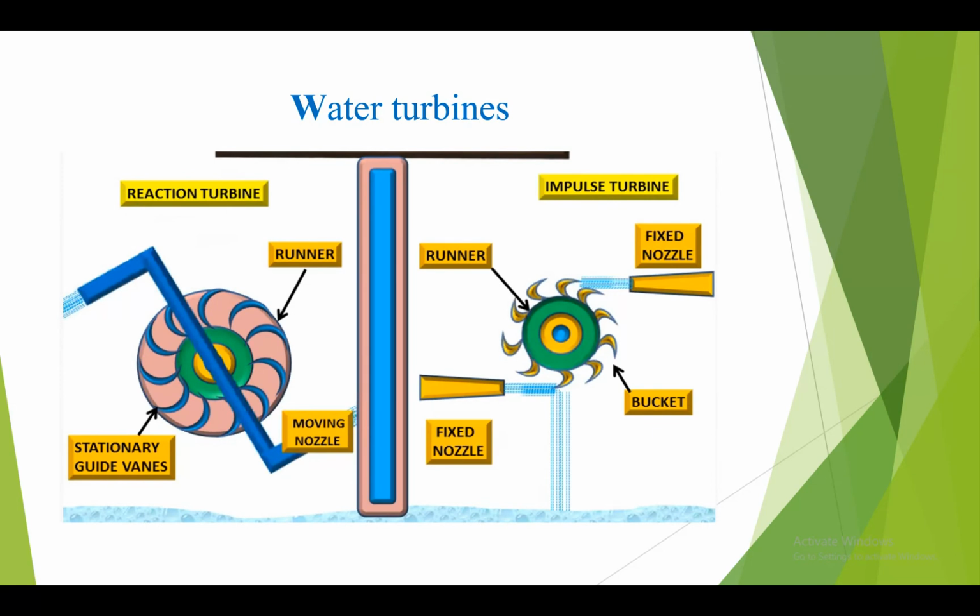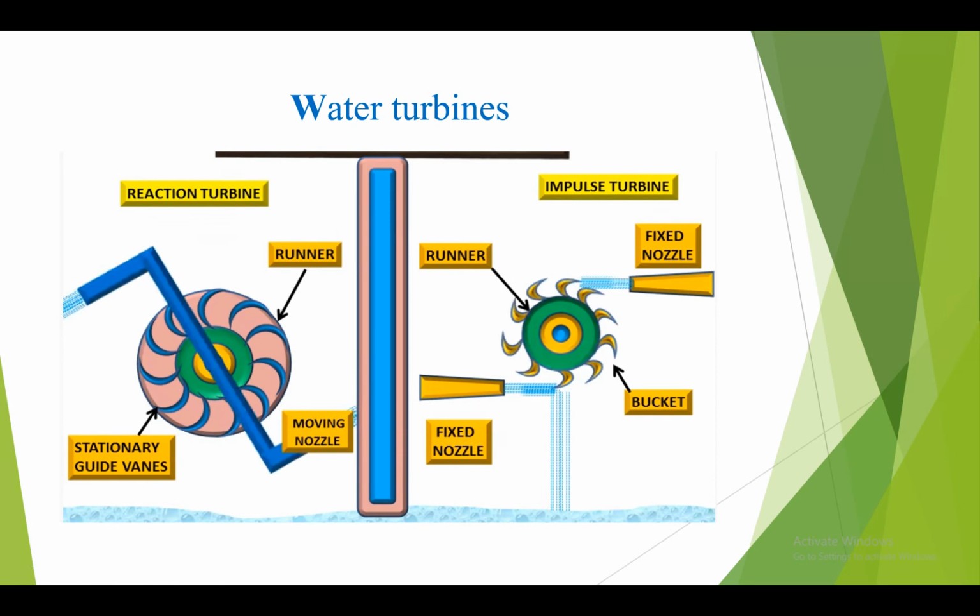This is another comparison of impulse turbine and reaction turbine. We have two basic types of turbines, the impulse turbine and reaction turbine. We have a fixed nozzle in impulse turbine and a moving nozzle in reaction turbine. This is the runner of the reaction turbine, and this is the runner of the impulse turbine. We have buckets, and there are no such buckets on this periphery. So this is the basic difference between the two.